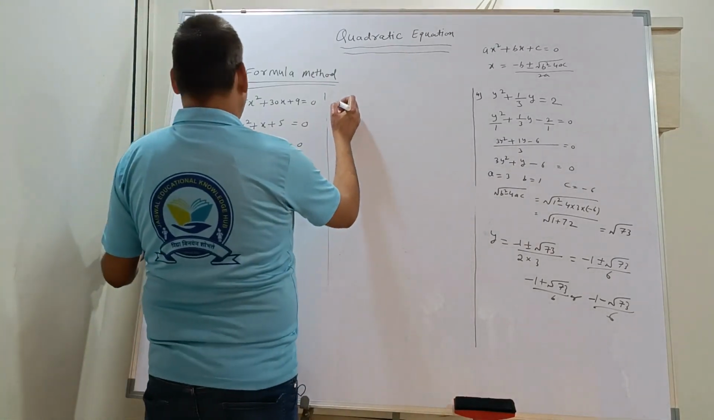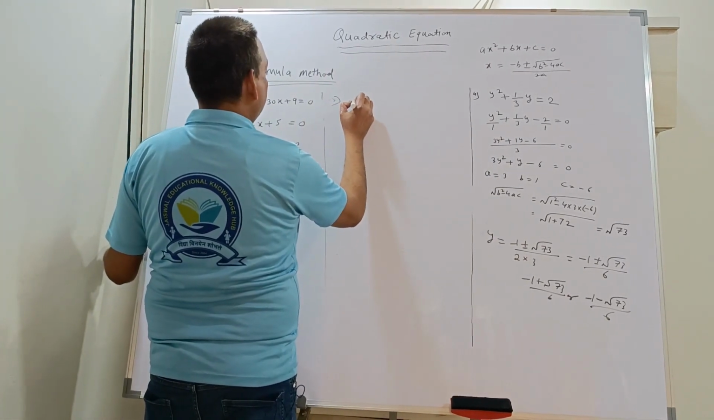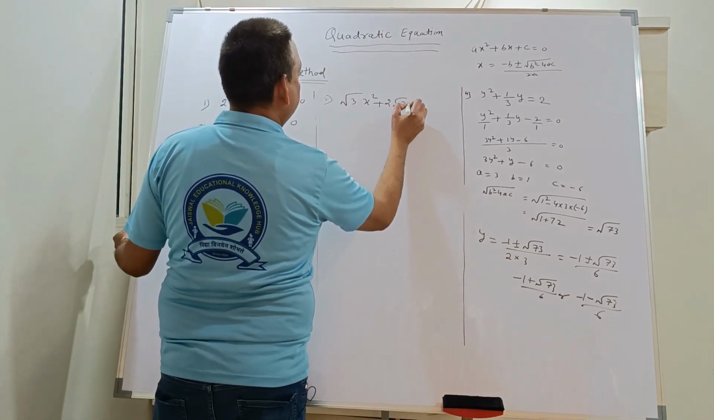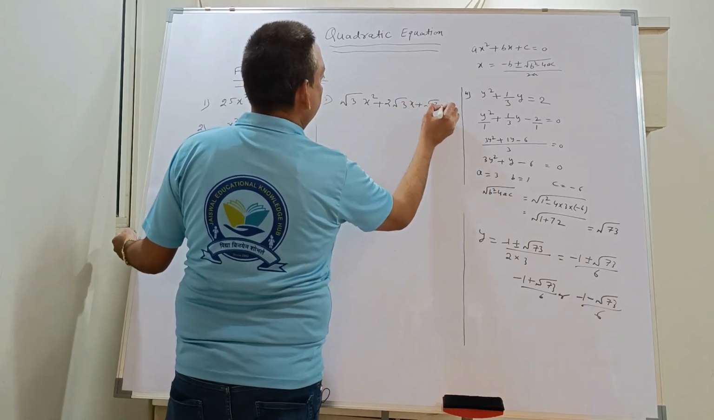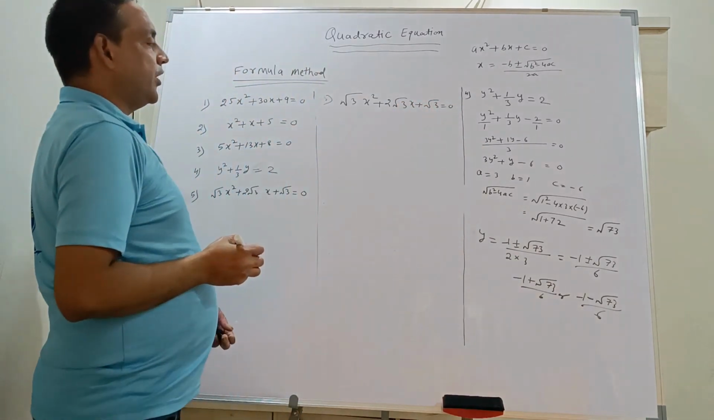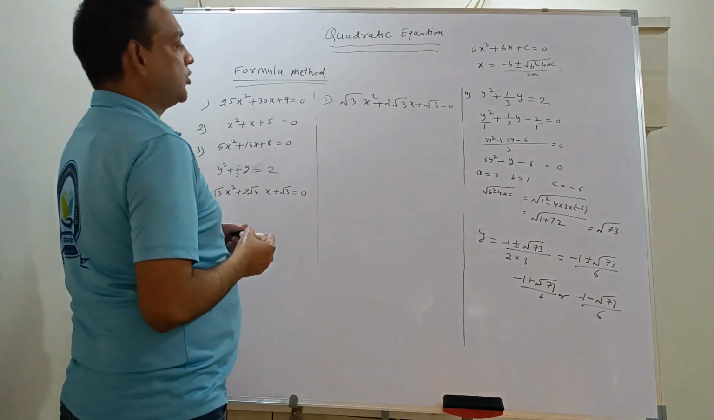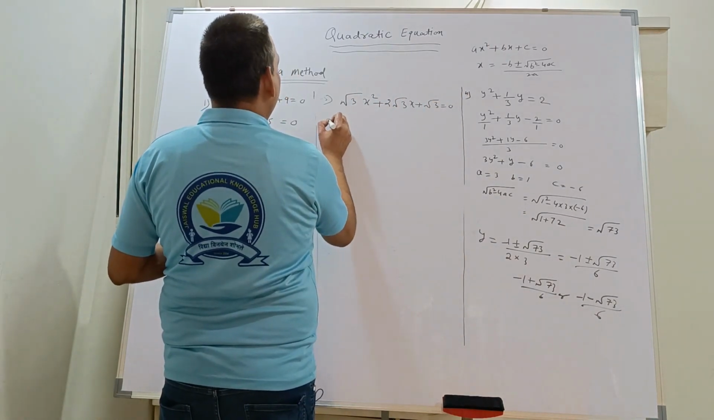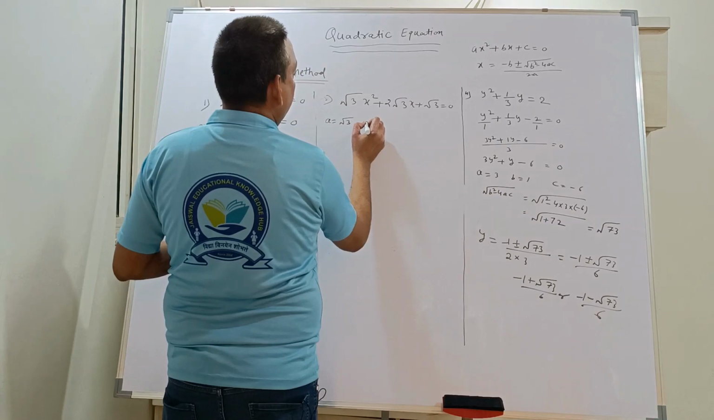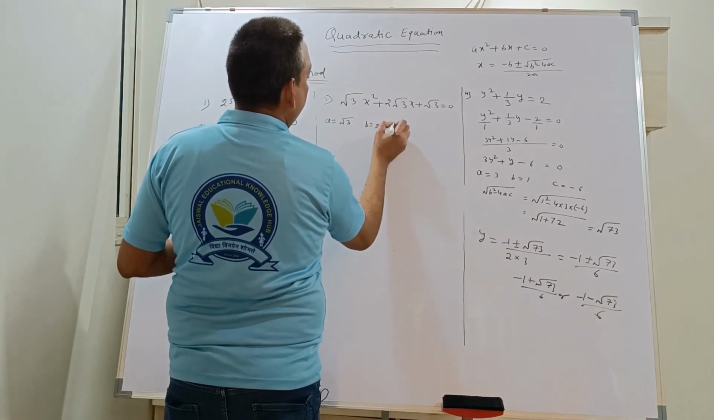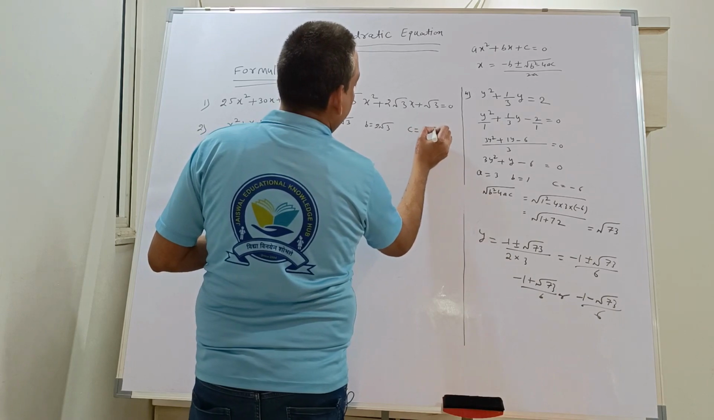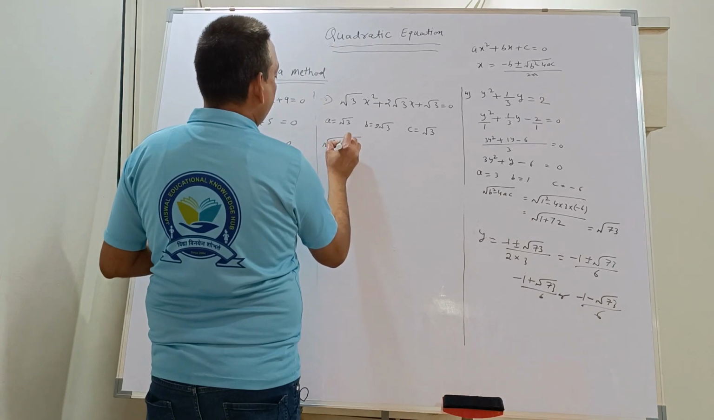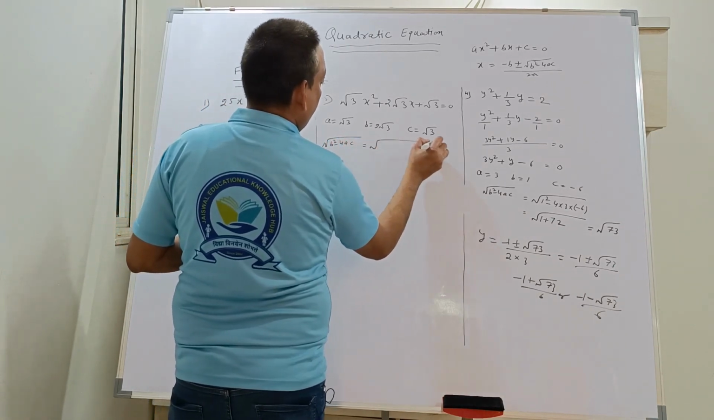Sum number 5, we have root 3 x square plus 2 root 3 x plus root 3 equal to 0. This is also very simple, only it is given in the root form, that's why we are solving it here. So again we have the form ax square plus bx plus c equal to 0, where a is equal to root 3, b is equal to 2 root 3, and c is equal to root 3.